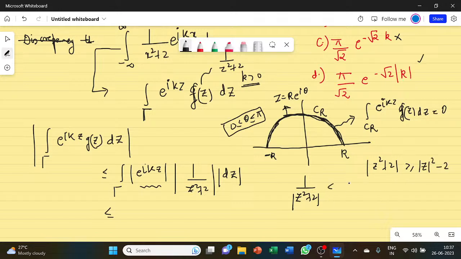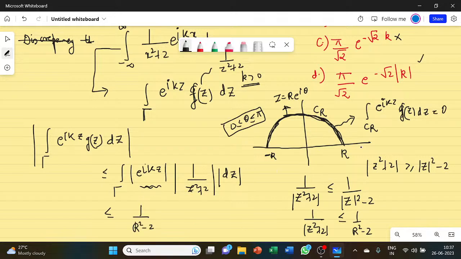If I divide them, it will be less than or equal to 1 upon modulus of z whole square minus 2. And what is modulus of z? Modulus of z is simply r. So I will write 1 upon z square plus 2 would be less than or equal to 1 upon r square minus 2. So if I write this as 1, I'll get 1 upon r square minus 2.